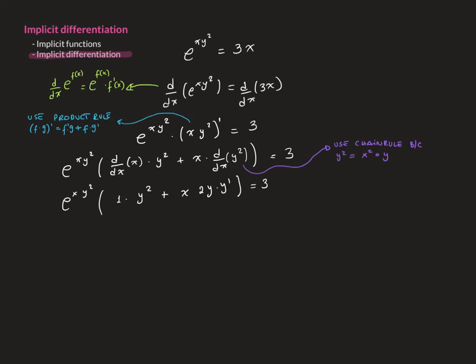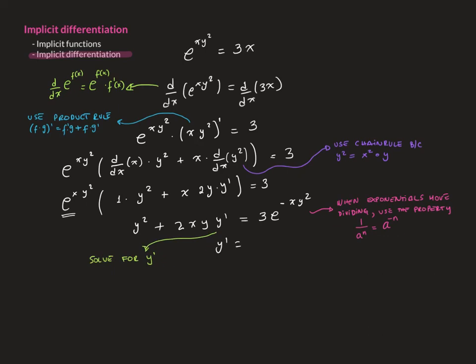So if I wanted to solve for y dash in this expression, I need to first divide e to the power of x y squared to the other side. So this becomes y squared plus 2xy y dash equals 3 e to the power of minus x y squared. Because it's dividing now, it takes a negative value in the exponent. And then I just solve for y dash as I would normally. So this is 3 e to the power of minus x y squared minus y squared, everything over 2xy. And this will be the final answer.